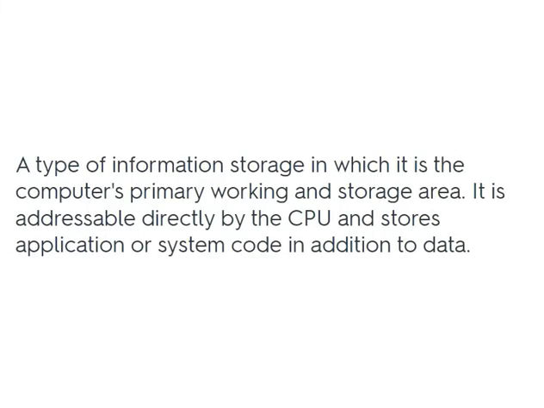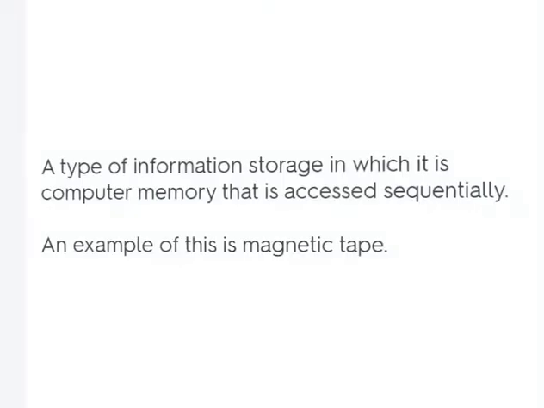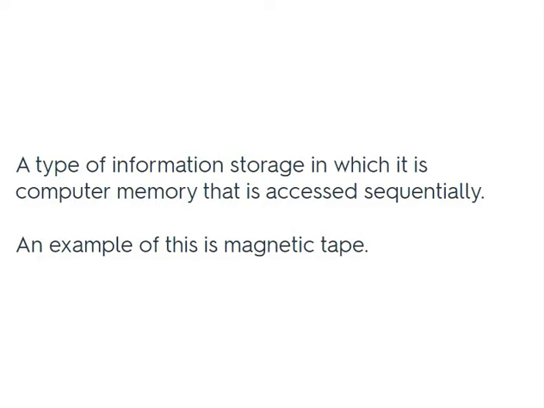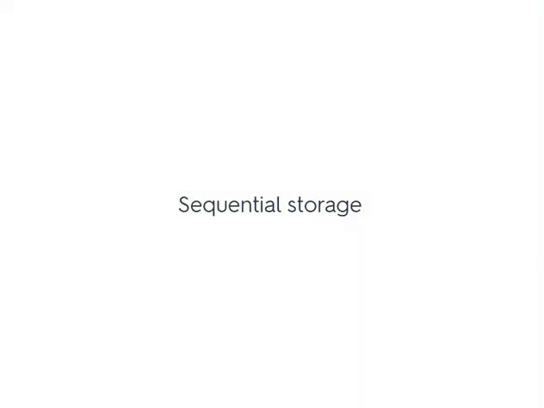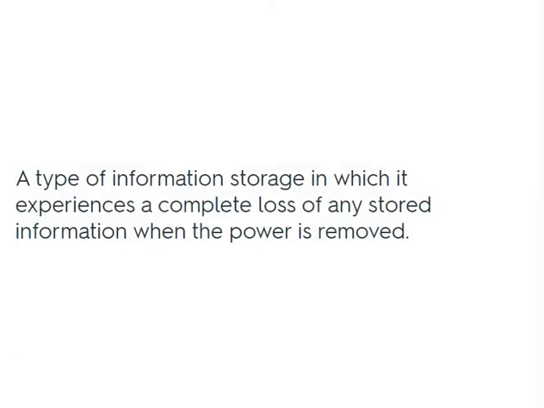Virtual memory. A type of information storage in which it is the computer's primary working and storage area. It is addressable directly by the CPU and stores application or system code in addition to data. Random memory. A type of information storage in which it is computer memory that is accessed sequentially. An example of this is magnetic tape. Sequential storage. A type of information storage in which it experiences a complete loss of any stored information when the power is removed.